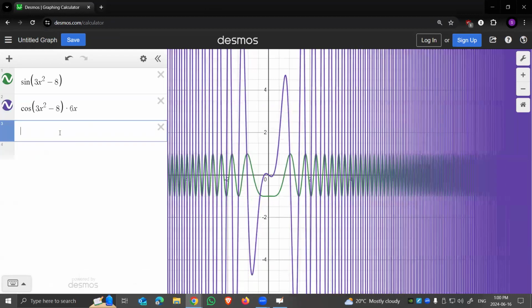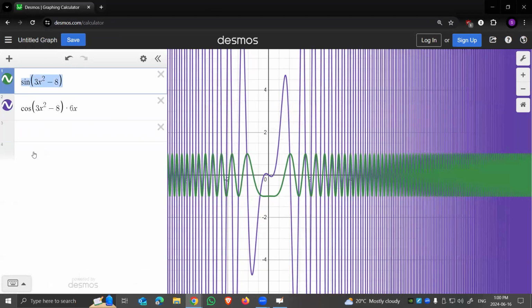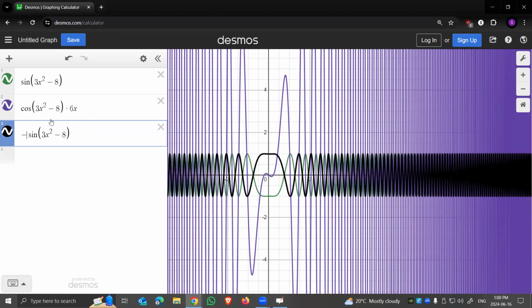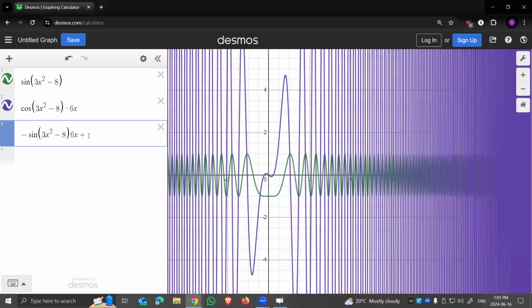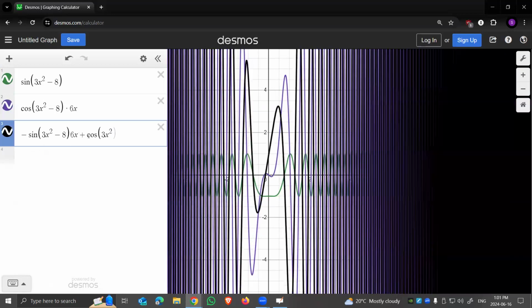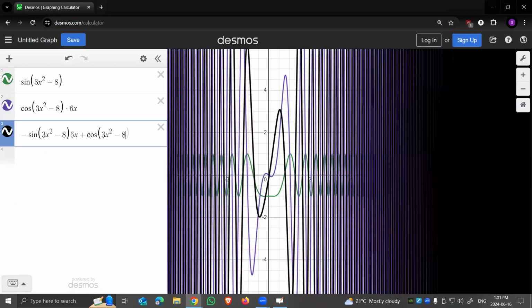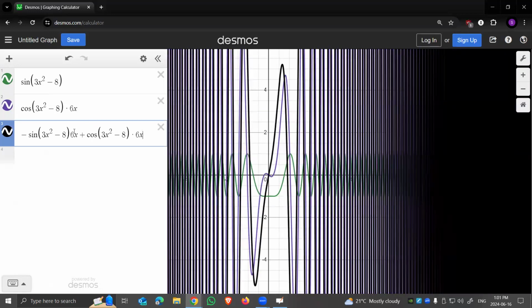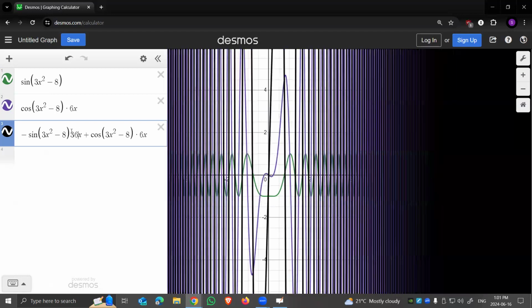And the acceleration function would be the derivative of this, which would be this. The derivative of cosine is negative sine. Actually, no, this one I have to use the product rule. It's not going to look like the black line there because I have to use the product rule. So let's just do it. Negative this times 6x plus cosine of 3x squared minus 8 times 6x. So this will be 36x squared.